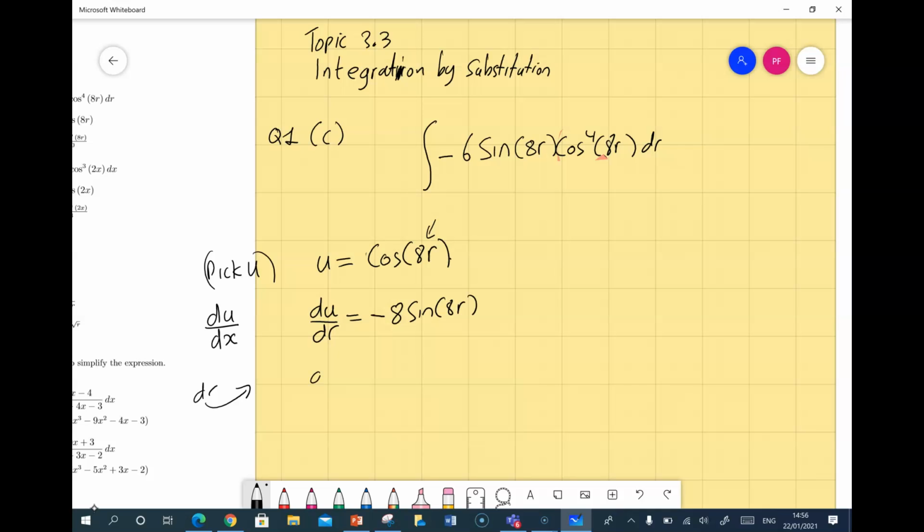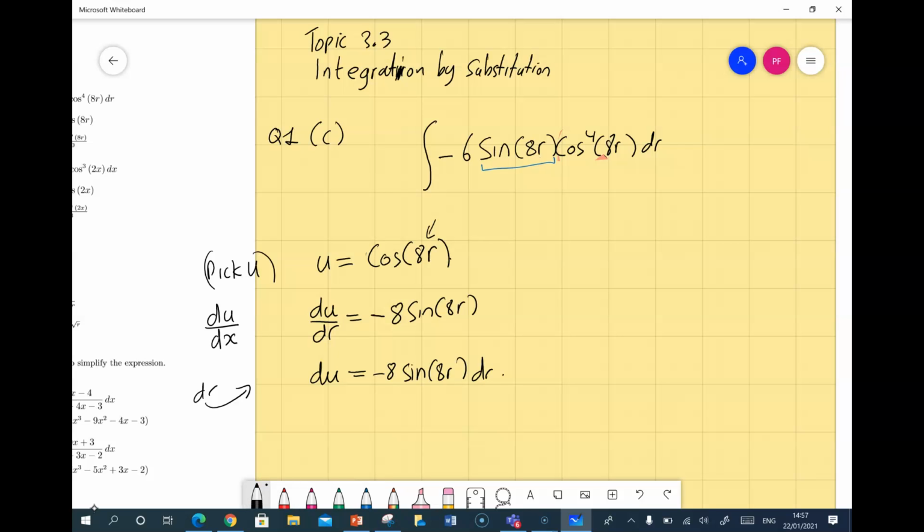Next step as usual, I'll bring my dr over. Minus 8 sine of 8r dr. And I'll check what I need to change. So up here I have sine 8r. Now it's 6 sine 8r. I don't have minus 8 sine 8r. So it's not much use to me really.